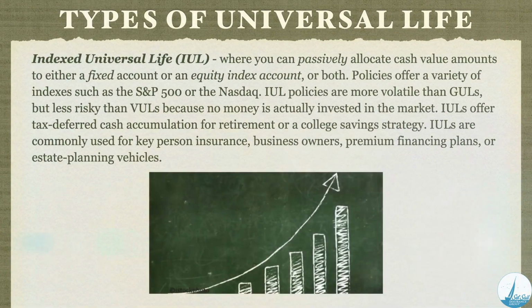The final type of universal life policy is known as an Index Universal Life, or IUL. You can passively allocate cash value amounts either to a fixed account or to an equity indexed account, or both. Policies offer a variety of indexes such as the S&P 500 or the NASDAQ. This essentially earns interest just like an FIA, or fixed index annuity, which we covered in our annuities presentation. IUL policies are more volatile than GULs, but less risky than VULs because no money is actually invested in the market. IULs offer tax-deferred cash accumulation for retirement or a college saving strategy. IULs are commonly used for key person insurance, business owners, premium financing plans, or estate planning vehicles.